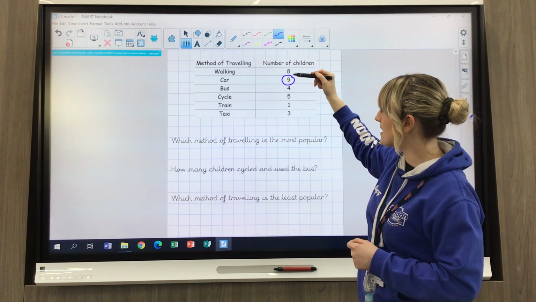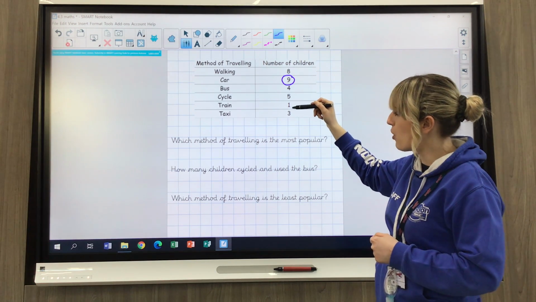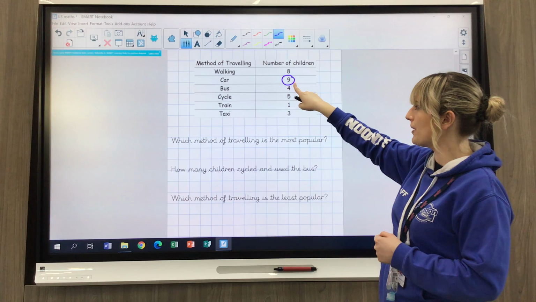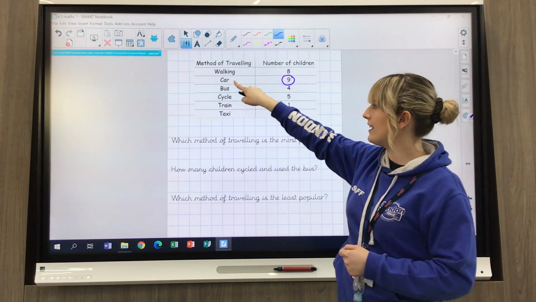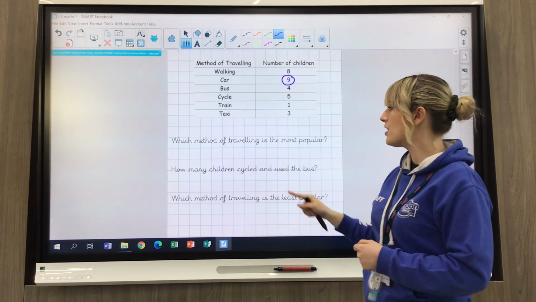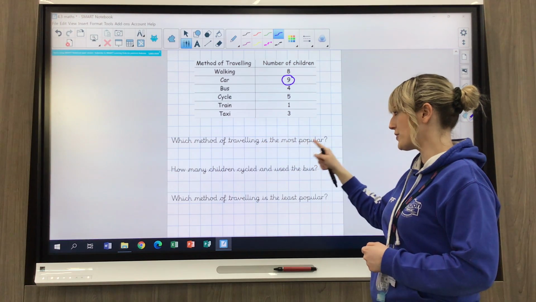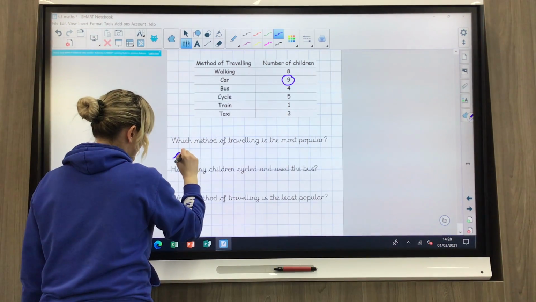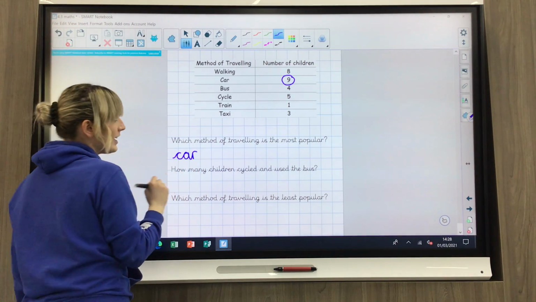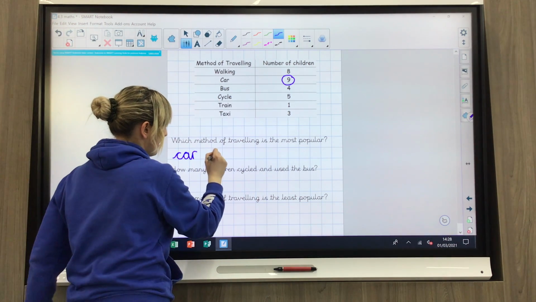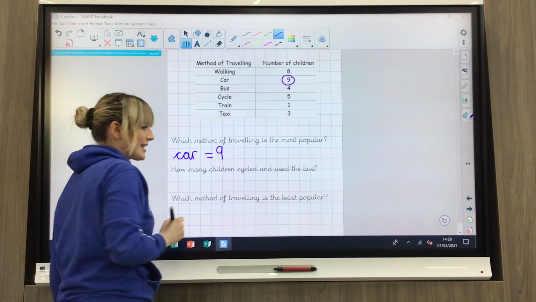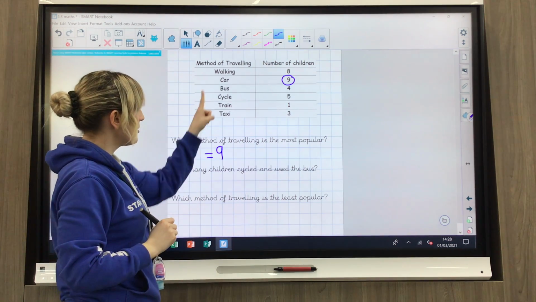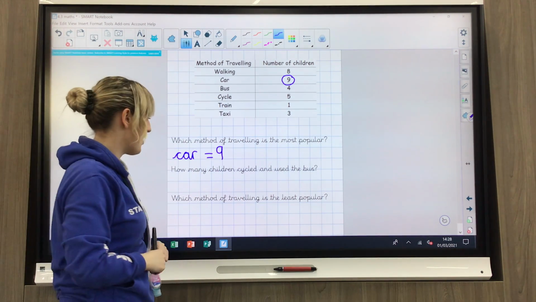Okay, I've got 8, 9, 4, 5, 1, 3. So if we go along, 9, oh, it's car. So which method of travelling is the most popular? And it was by car. So I just write car as my answer. And you might even want to put equals 9 because that's how many children travel to school in a car.